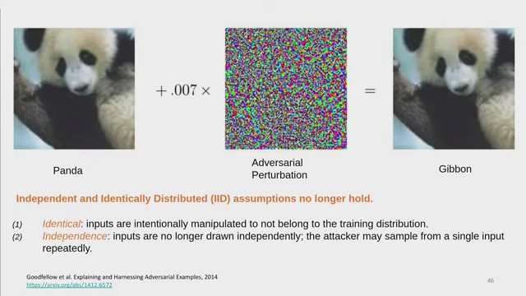It's no longer identical because the inputs are intentionally manipulated to not belong to the training distribution, right? So the attacker potentially figures out what the training distribution looks like, either by looking at the training data itself or by multiple queries through the model. And then independence. Inputs are no longer drawn independently. The attacker may sample from a single input repeatedly, trying to push it outside of the boundaries.